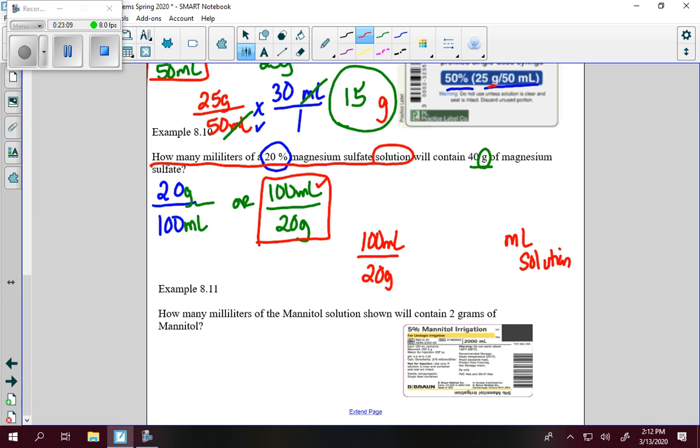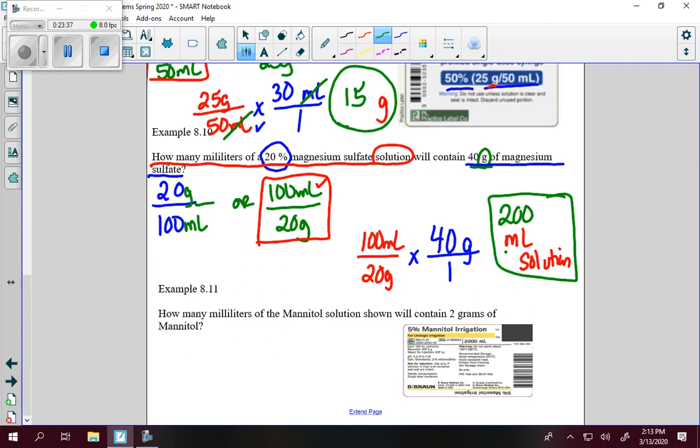And my last step says I'm going to multiply it with grams on top to cancel with grams on the bottom, over 1. And I look up here, and that's good because the pure drug is 40 grams of magnesium sulfate. It did not say solution, so I knew that that was the pure drug, and I'm going to have 40 grams there. When I do my math calculations, my answer is then 200 milliliters of that solution. Make sure you label.